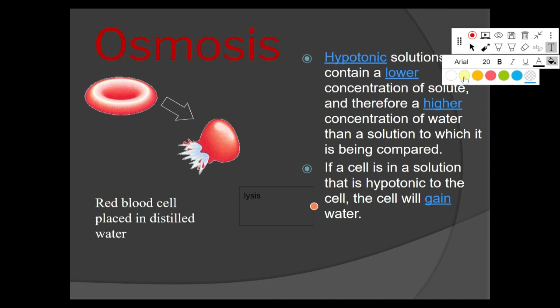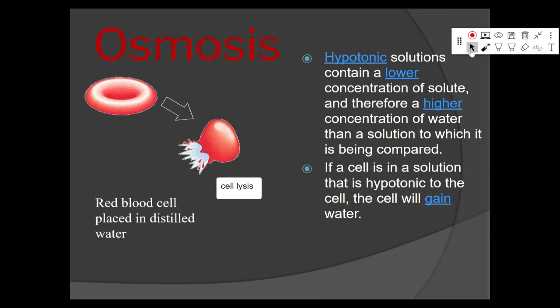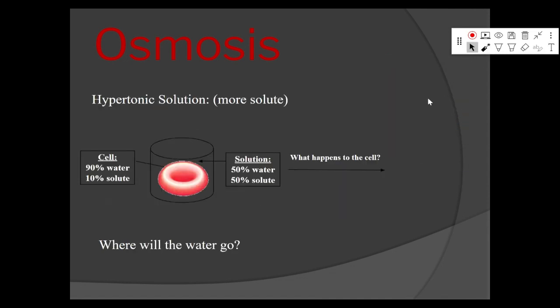Anyways, yeah, that works right there, right? So lysis. And if you wanted to be more specific, cell lysis, right? The red blood cell placed in the distilled water eventually lyses or bursts. And so that was a hypotonic solution, right?